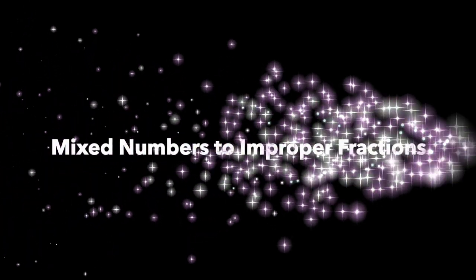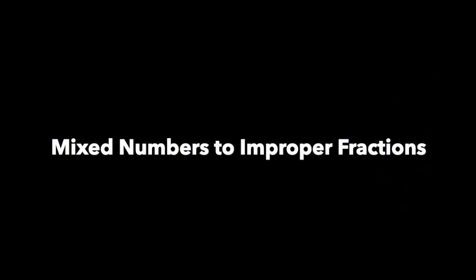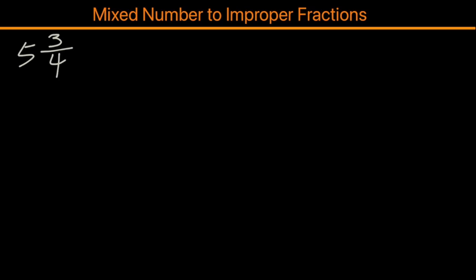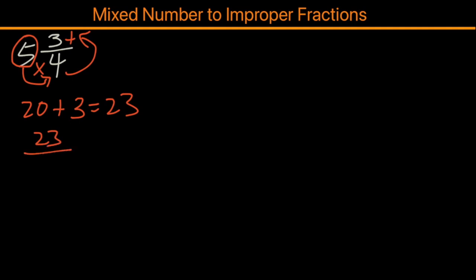In this video, I'll be going over how to convert mixed numbers to improper fractions. Here is an example, 5 and 3/4. To convert a mixed number to an improper fraction, we would take the whole number times the denominator and then add the numerator. And that will be our new numerator. So 5 times 4 is 20, plus 3 is 23. So we have 23 over 4. And that's the improper fraction.